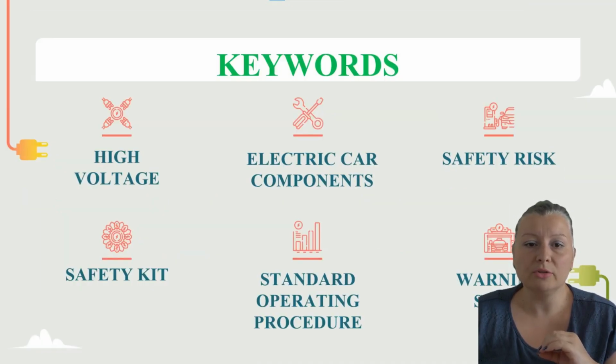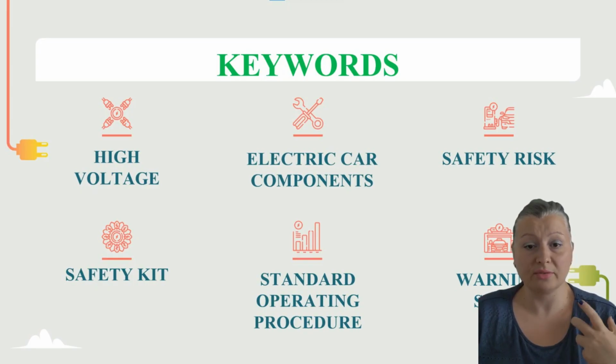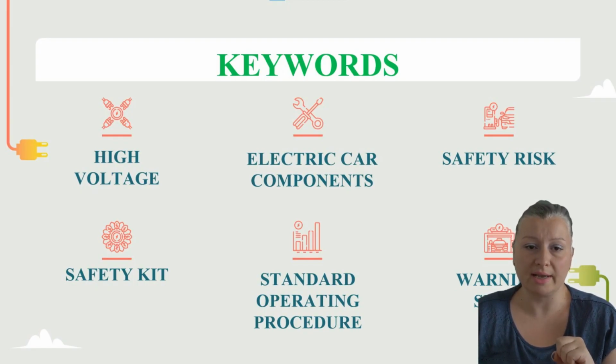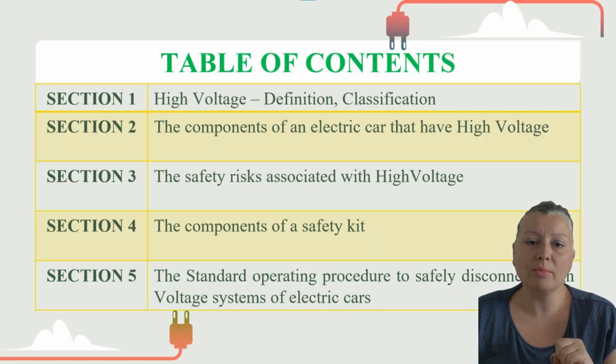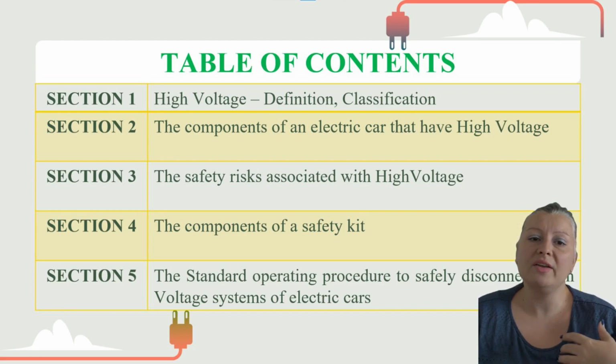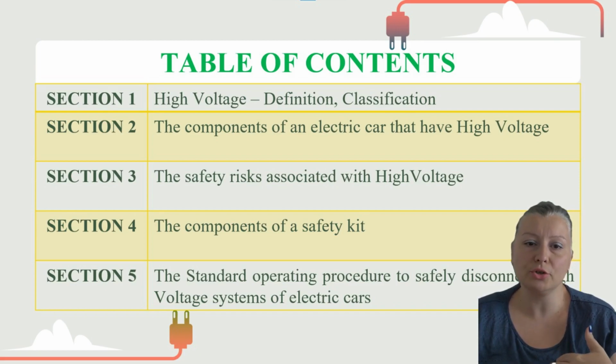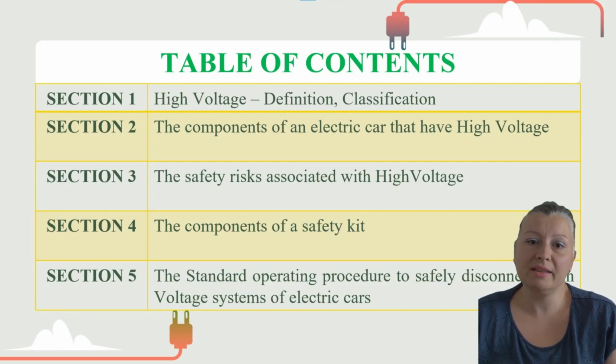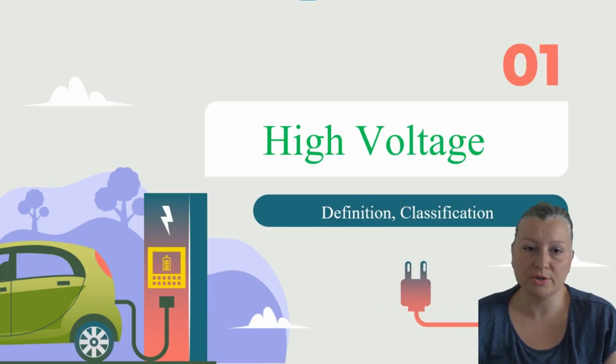You should be able to comprehend some notions like high voltage, electric car components, safety risk, safety kit, standard operating procedure, and warning signs. Our module will be structured as follows. We have 5 sections that will teach you exactly what we discussed earlier. So we will begin with section 1, high voltage.